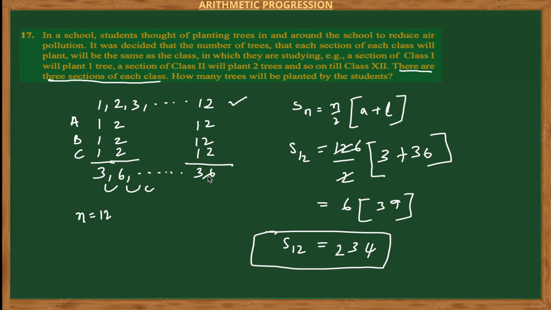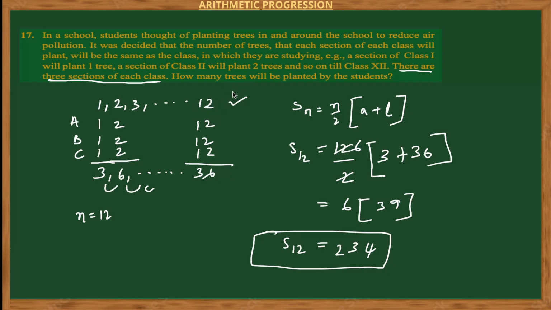So we know the value of n. n is nothing but the number of classes, 12. And we know the value of a: each class has 3 sections, so the first class plants 3. And we know the value of l, the last term, which is 36. Okay, so this sort of question requires reading the question multiple times so that we get the proper sequence.